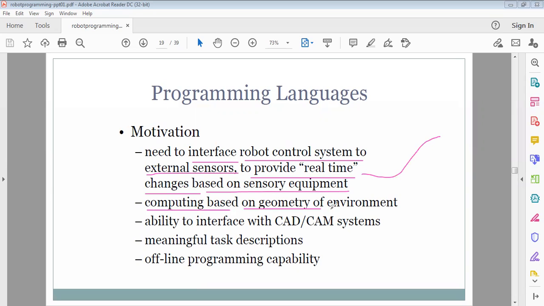Computing based on geometry of the environment. Ability to interface with CAD/CAM systems. Meaningful task descriptions. Offline programming capability.